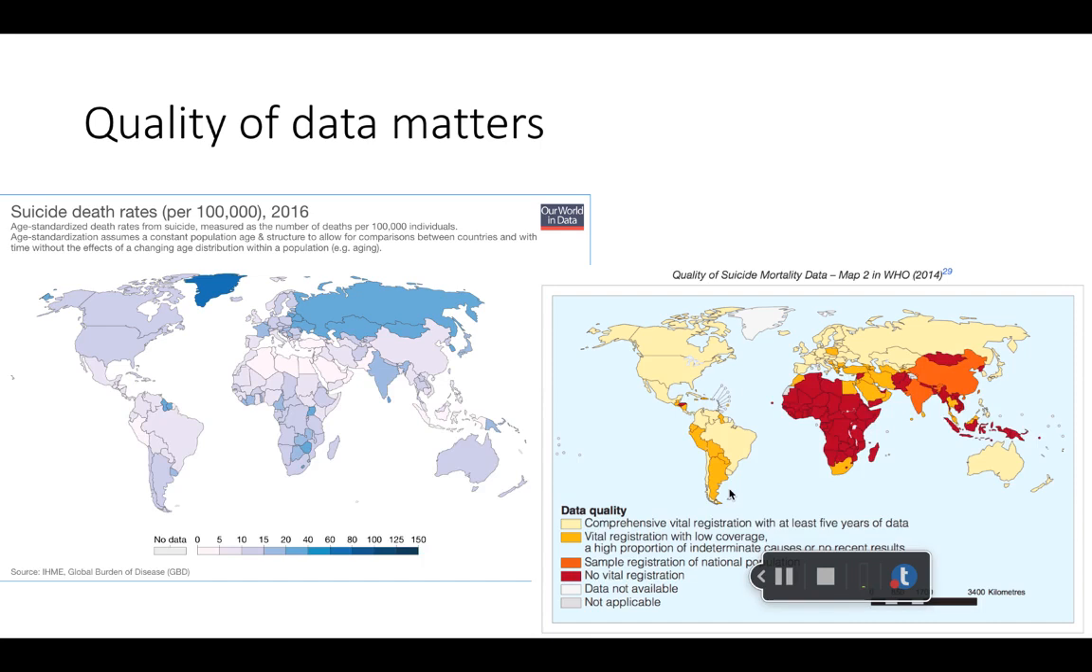Now the quality of data matters as well. So on the left you see a map showing suicide death rates per 100,000 people in 2016. And it appears that suicide rates are very high in Greenland. Then on the right, there's another map showing the quality of suicide mortality data by country. And here you see that for Greenland, the data are not reliably available. So it's a mistake to conclude that suicide death rates are high in Greenland if the data are not reliably available.